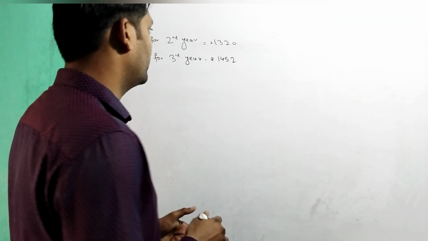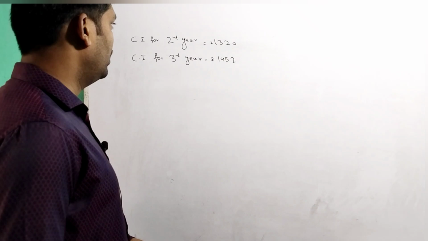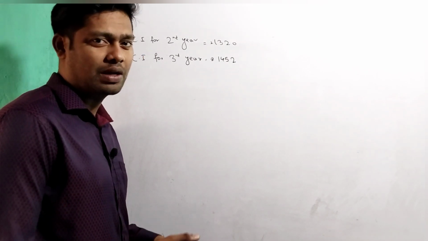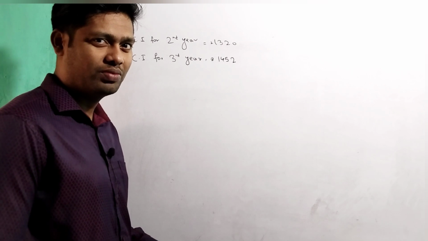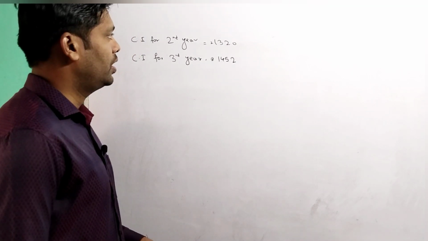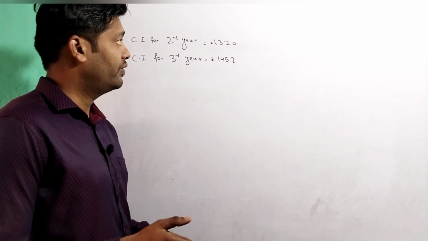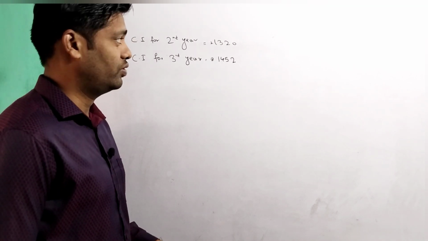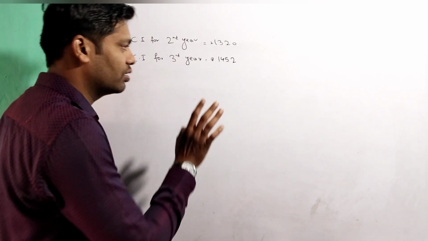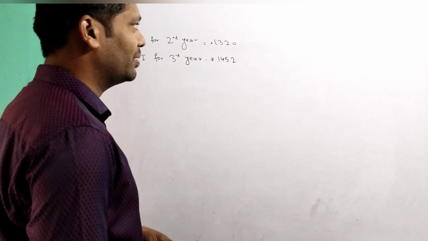Interest for third year is 1452. Okay, now in the previous case we have seen that they have given a simple interest as well as compound interest. So we have assumed it will be a simple interest, and on the basis of the simple interest we have calculated the sum. Now this is the case of having simple and compound in both the cases. So what we have to do? So now if you will see, they have given second year, not 2 years, third year, not 3 years. Okay, so what is the basic difference?